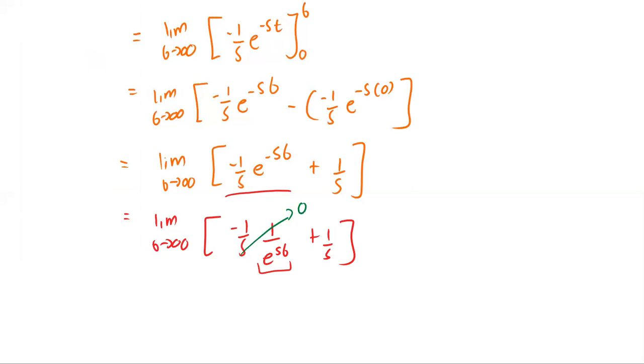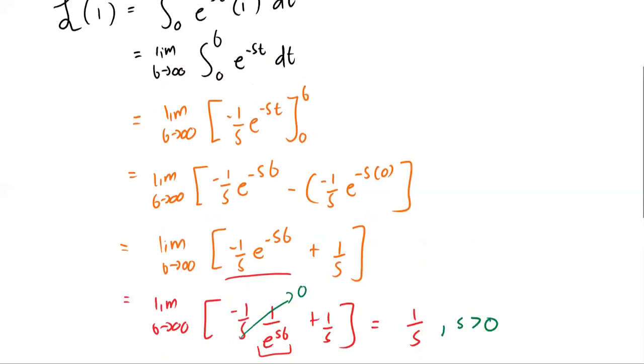And 1 over s is a constant, right, for the purpose of the limit, which means that the only thing that's left over is 1 over s. Again, assuming that s is greater than 0. If s is less than 0, this is not the case anymore, because this part here is not necessarily going to go to 0. Okay, so the Laplace transform of 1 is 1 over s, assuming that s is greater than 0.